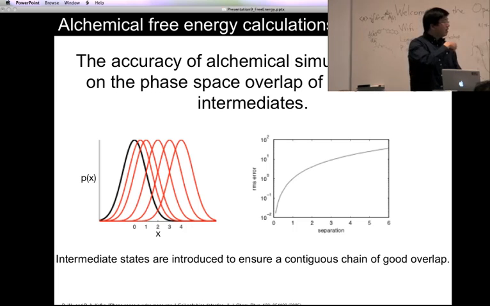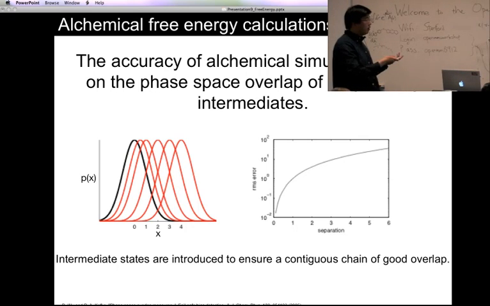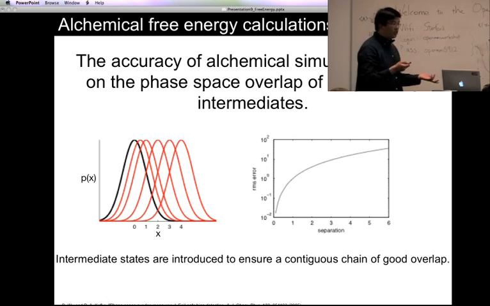So that's the concept of phase space overlap. If your simulations have probability distributions that are very far apart, so if you look at the black curve with the red curve on the right, the phase space overlap is small, and then the error of your free energy estimate is going to be big.